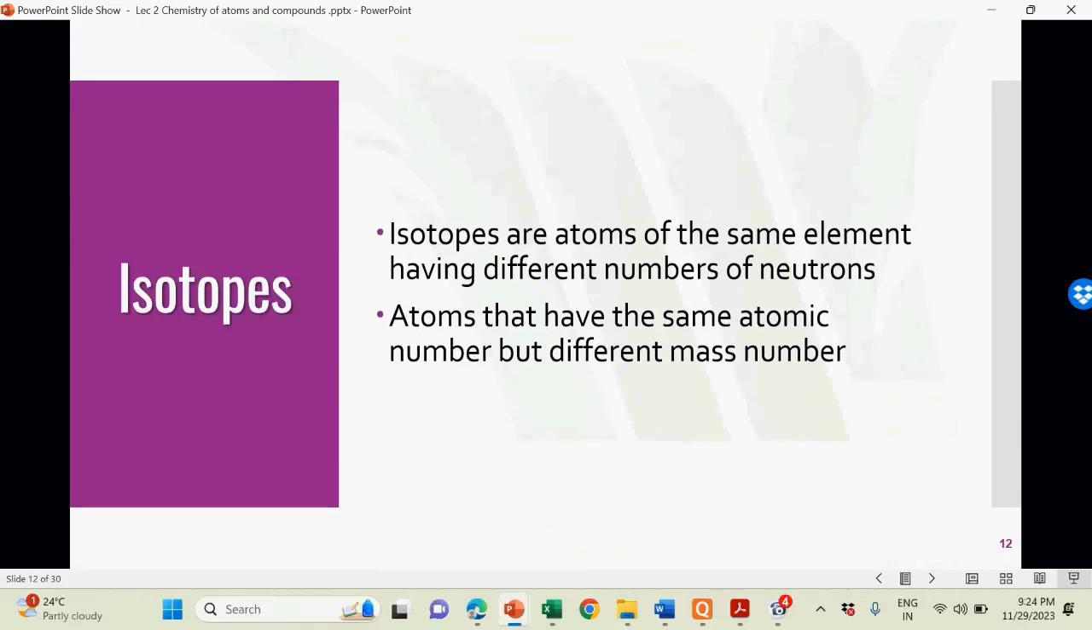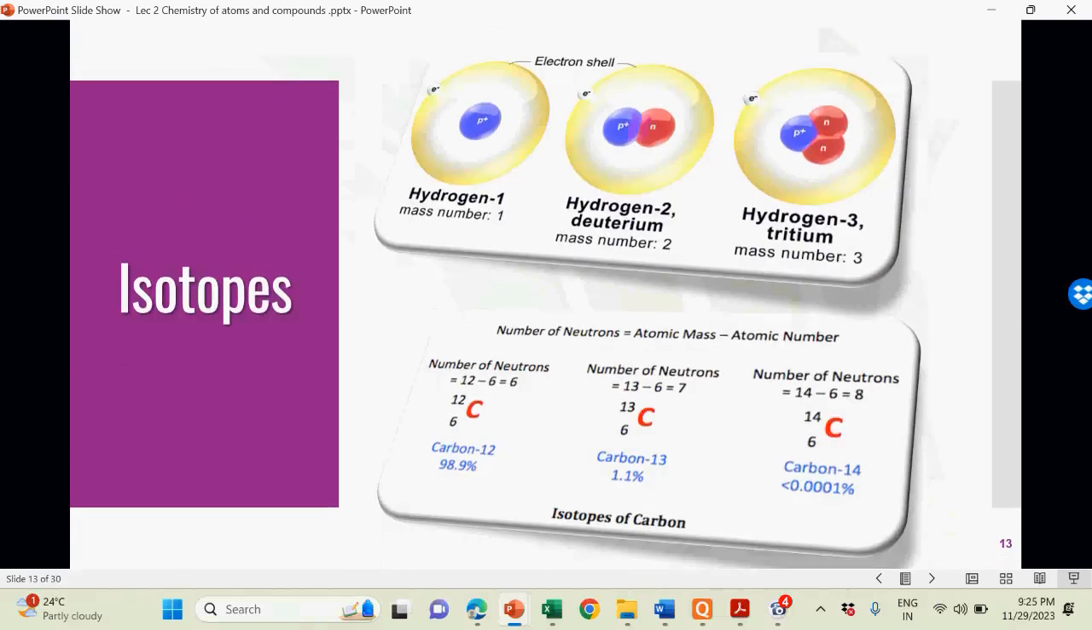Okay, isotopes I mentioned in the first slide, and yesterday I mentioned some clues about the isotopes. They are defined as the atoms of the same element but having different numbers of neutrons, or atoms of the same atomic structure but differing in the mass number, because the mass number is equivalent to the number of protons plus the number of neutrons. So since the number of neutrons is not stable in the isotopes, the atomic mass of the different isotopes will be different, and these are examples.